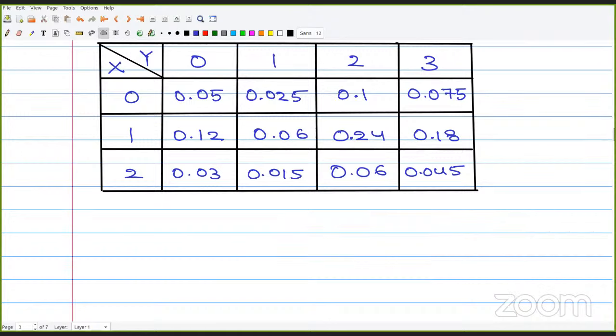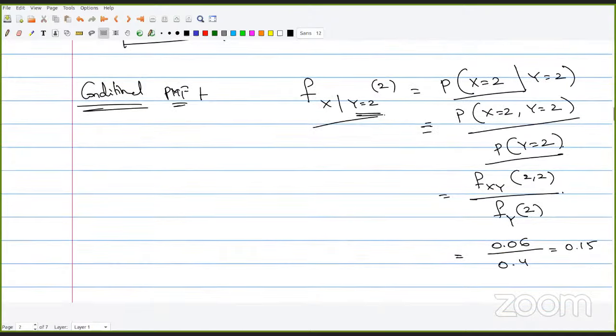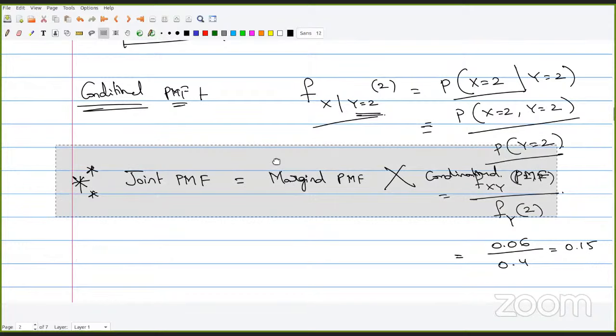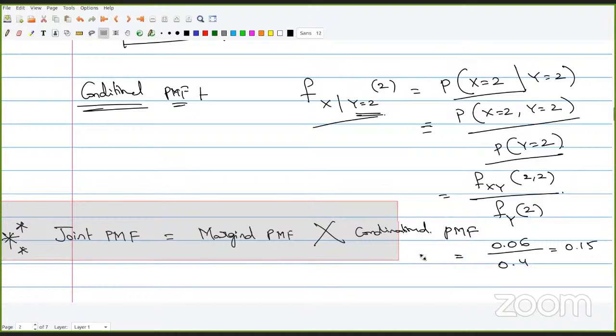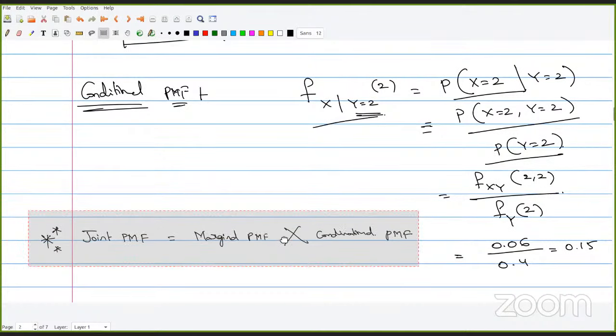I wanted to tell it in the above itself, but okay. Maybe the greatest outcome of this joint, marginal, and conditional is that joint will always be equal to marginal times conditional. So even if you know two of them, you can find the third one easily.